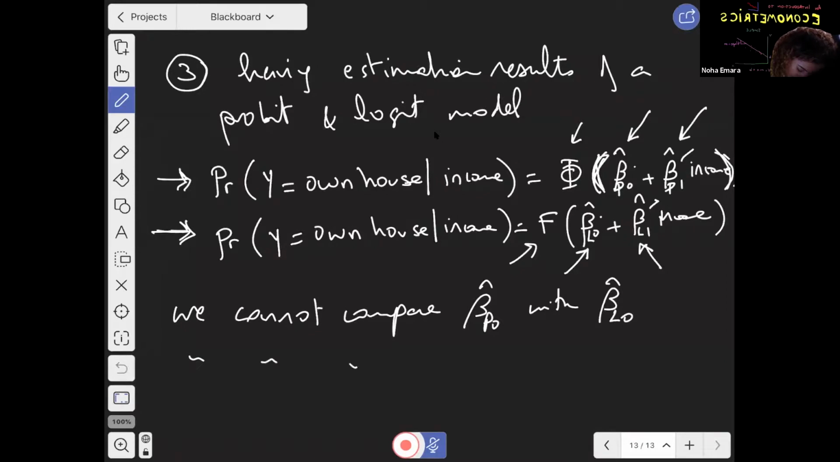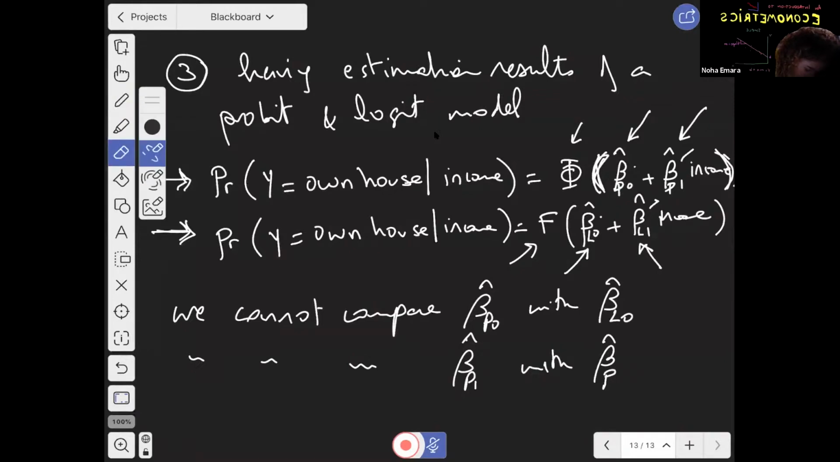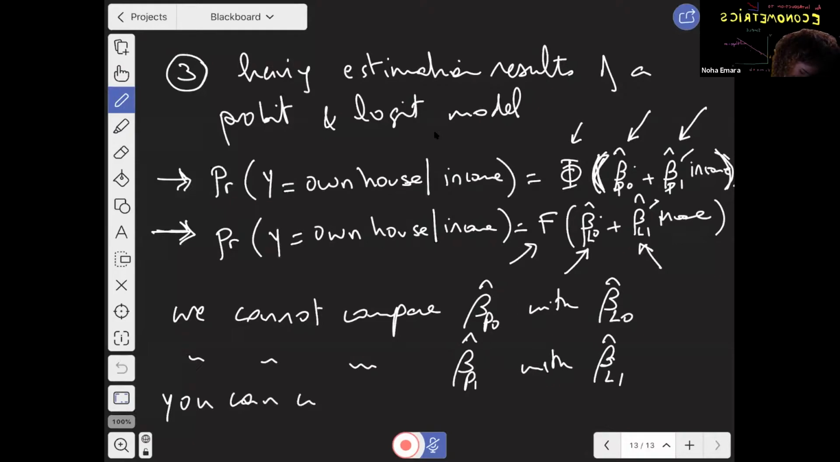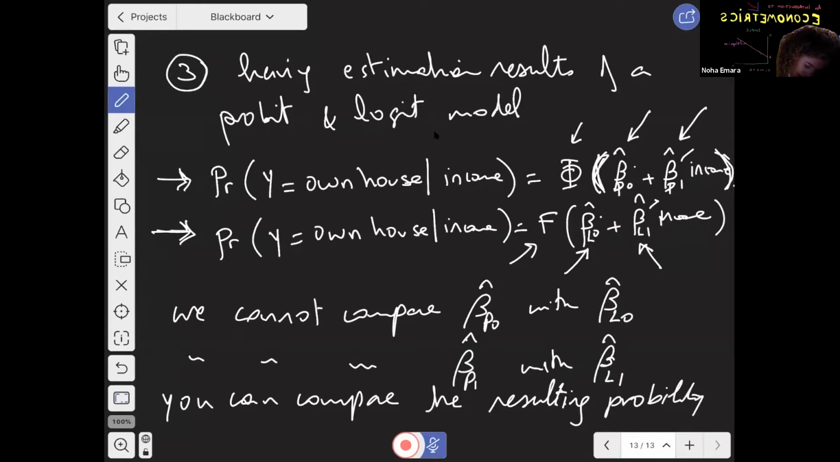The same thing, I cannot compare their slopes, because they are actually two different models. The only thing that you can compare is the resulting probability. The resulting probability, which means I can compare the values that I get from here. I can compare the values that I can get from here.